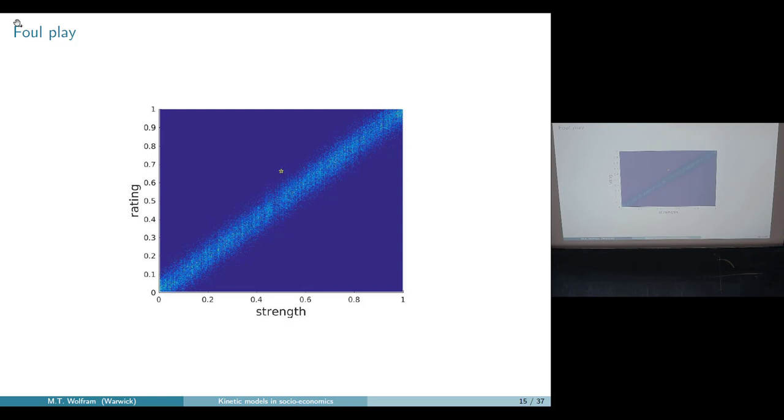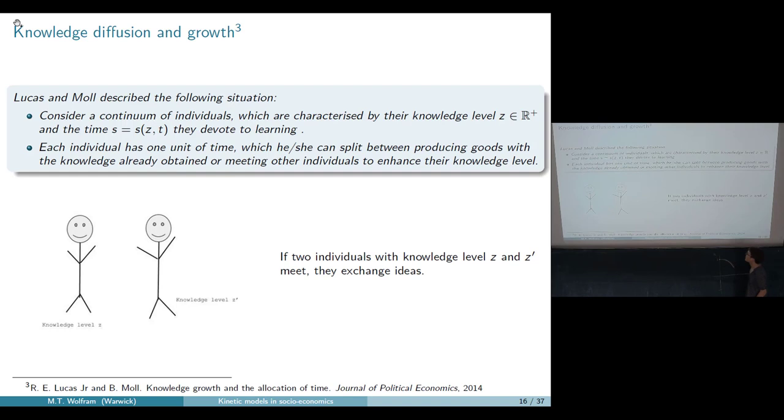In the second, I'm going to change now the setting a little bit. So instead of considering players, I'm now talking about agents. And this is a model, as I said, proposed by economists. And I don't have that much time, so I will just give you the idea of what those guys were interested in. So this model was proposed by Benjamin Moll and Robert Lucas. Robert Lucas actually got a Nobel Prize in economics. So that's what they said, okay?